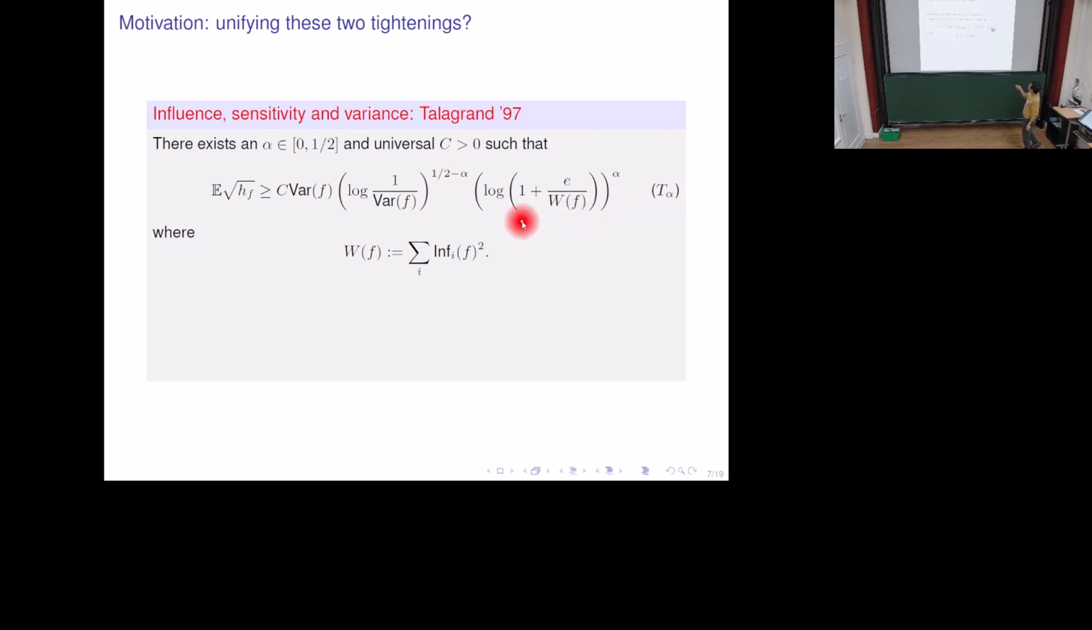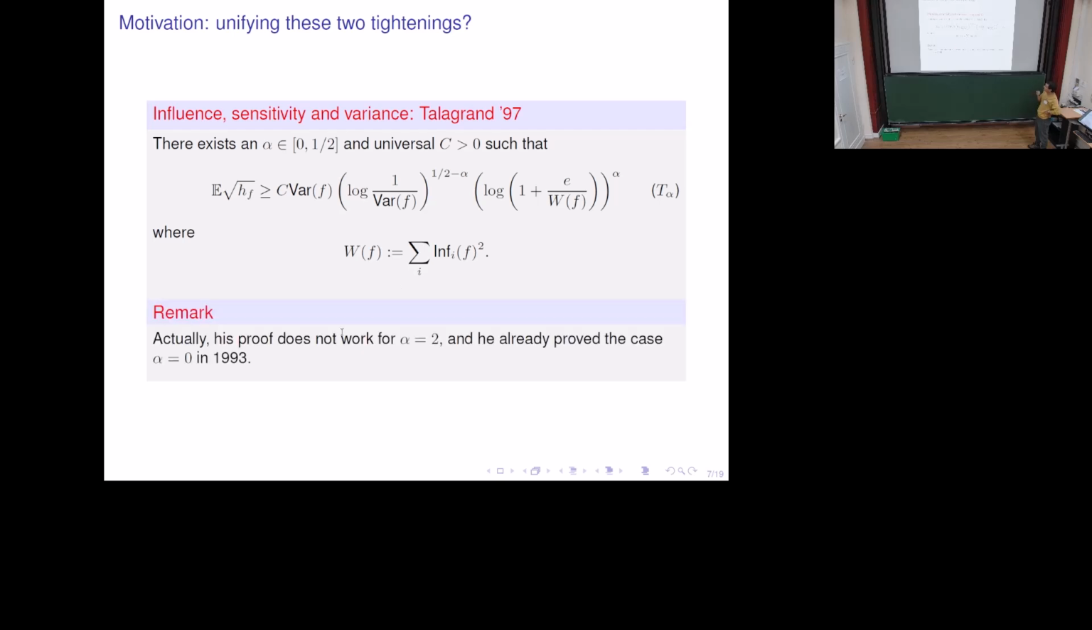Well, what is this W? W over f is the sum of a square of the influence instead of the total influence. So there is this very strange term. And he could prove that this is true for some alpha between 0 and 1/2.